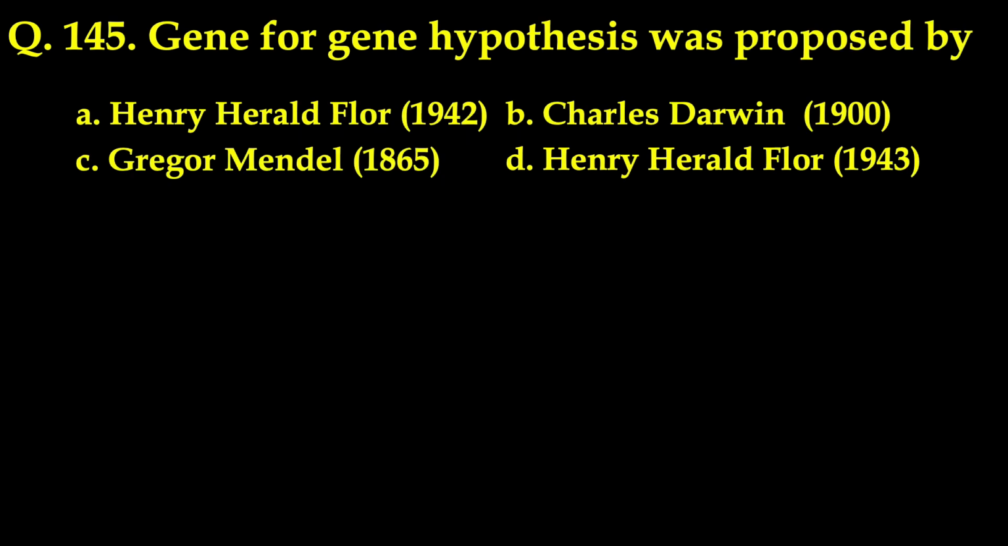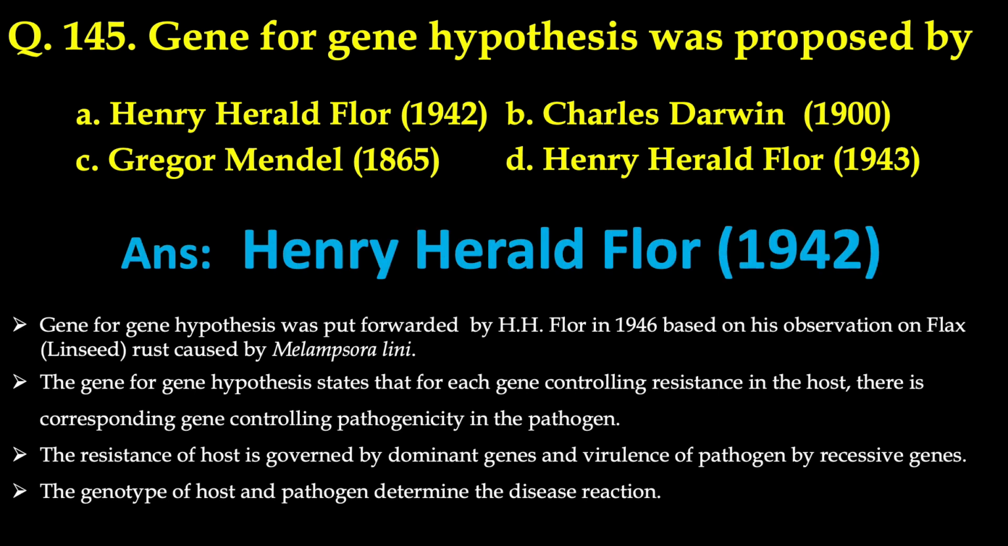Gene for gene hypothesis was proposed by, out of four options, two options are correct, that is the name of the scientist is correct, but the year is incorrect. So if you see options A and D, out of these two options, one option is correct, but we have to look at the year, it is 1942 and 1943, and the correct answer for this question is H.S. Flor, that is Henry Harold Flor, 1942.